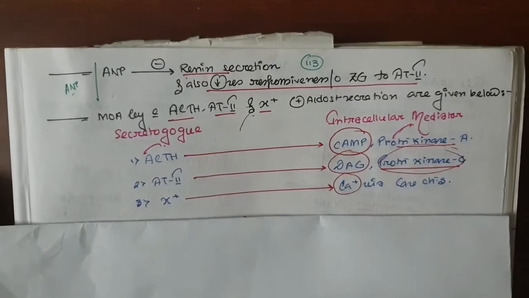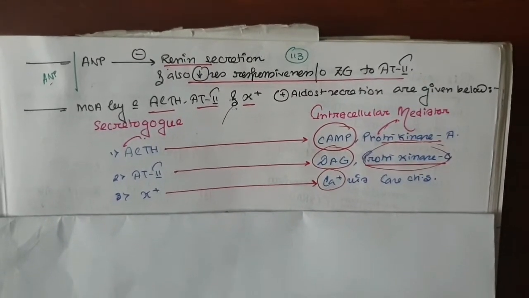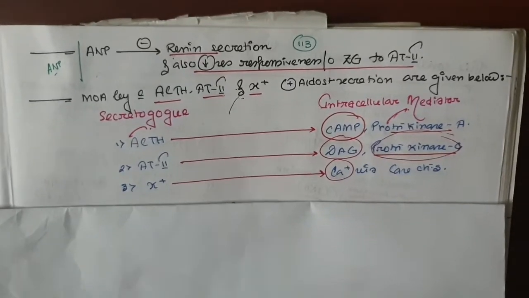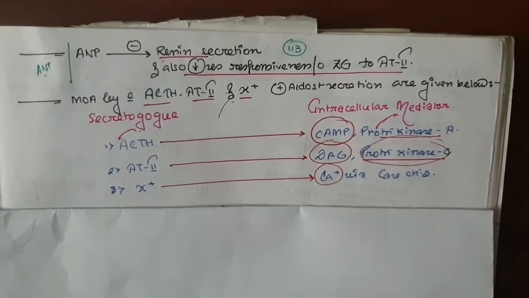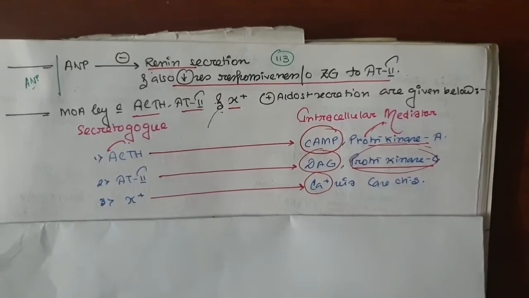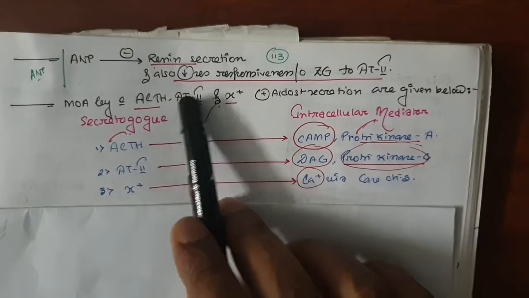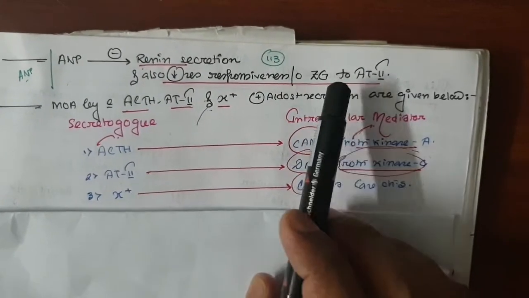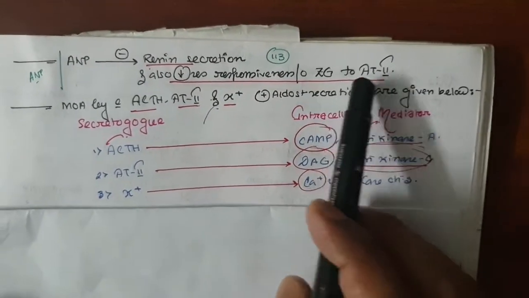So in this context, we also discuss the function of the ANP, atrial natriuretic peptide. As we all know, atrial natriuretic peptide is responsible for the escape phenomenon. Now the ANP also has a role in inhibiting renin secretion, and it also decreases the responsiveness of the zona glomerulosa to angiotensin II.